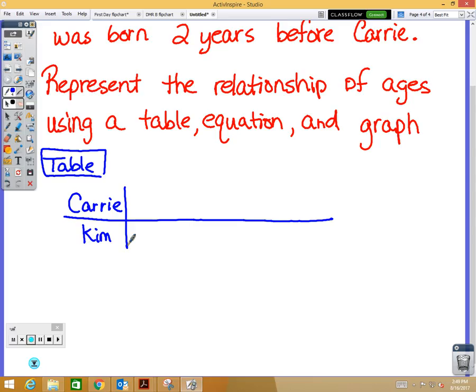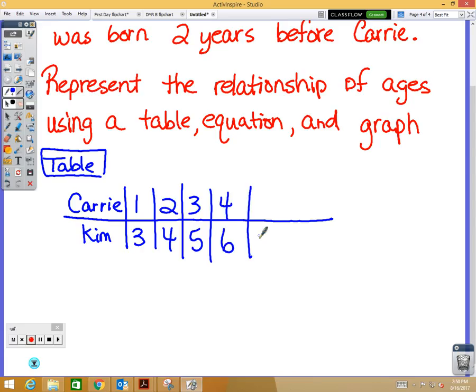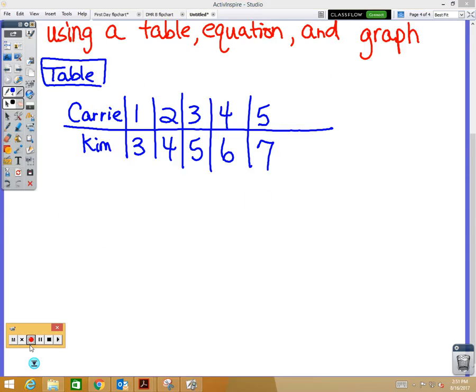If Carrie is 1 year old, how old is Kim? If Carrie is 2 years old, Kim is 3 years old, 5, 4, 6. That would be an example of making a table. Now let's do an equation.